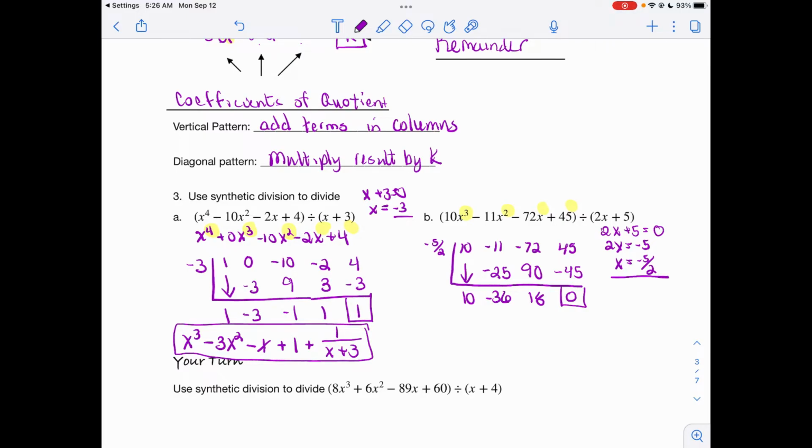So what would I write as my answer? That's going to be 10, and I start with 1 power less, so x squared, minus 36x plus 18. And I don't have any fraction left over because there's no remainder. Now it's your turn to try one.